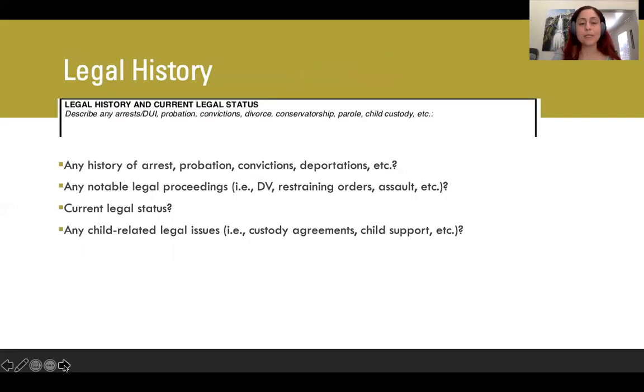Okay. All right. Next, we move into legal history. This is another one that is often overlooked. If the client's not there because they're court mandated, folks tend to overlook this and say not applicable, but there are things that are important to write here. So I've listed a couple things: any history of arrest, probation, convictions, deportations, etc. That's all relevant legal stuff.